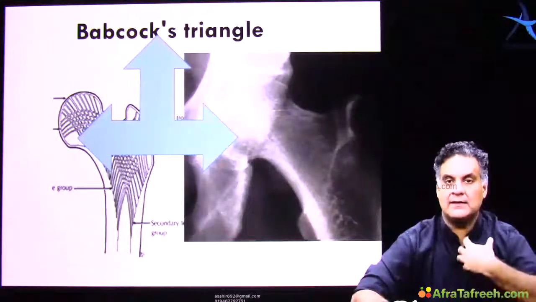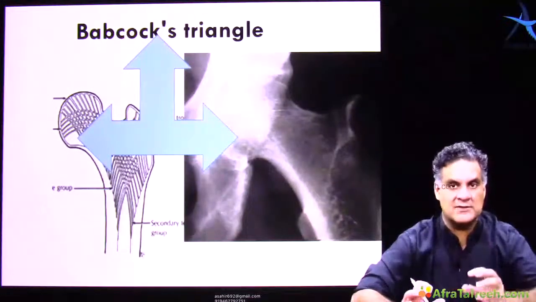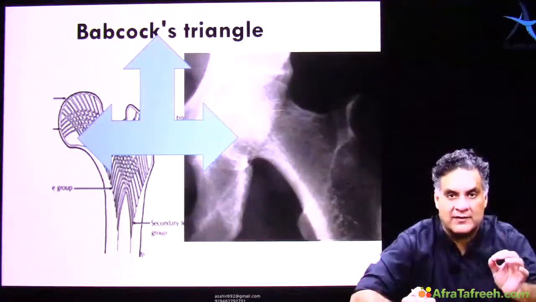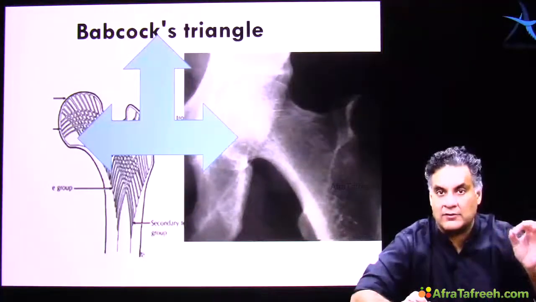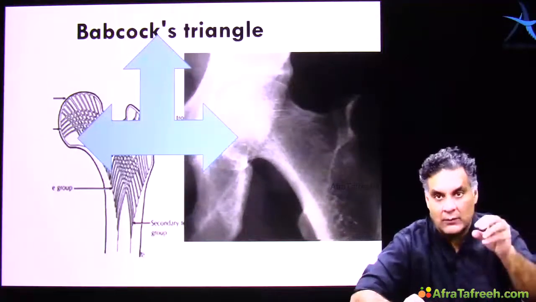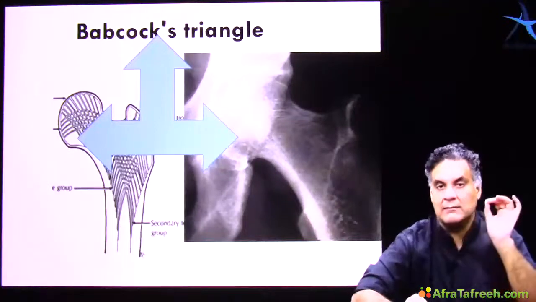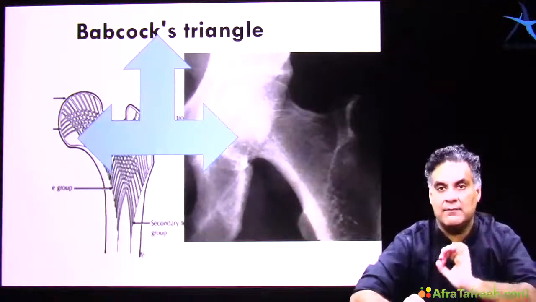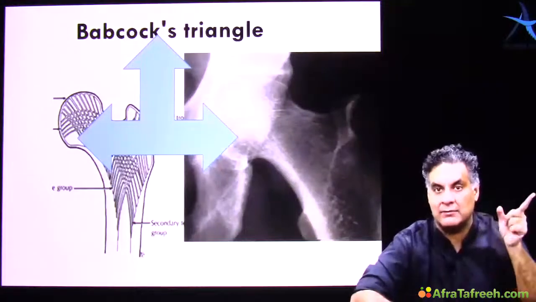When I look at the upper end of femur, there is an area which has less monocyte macrophage system, called Babcock's triangle, which is a very common area where the tubercular bacilli sit. But the commonest area where the TB hip will affect is the acetabulum.